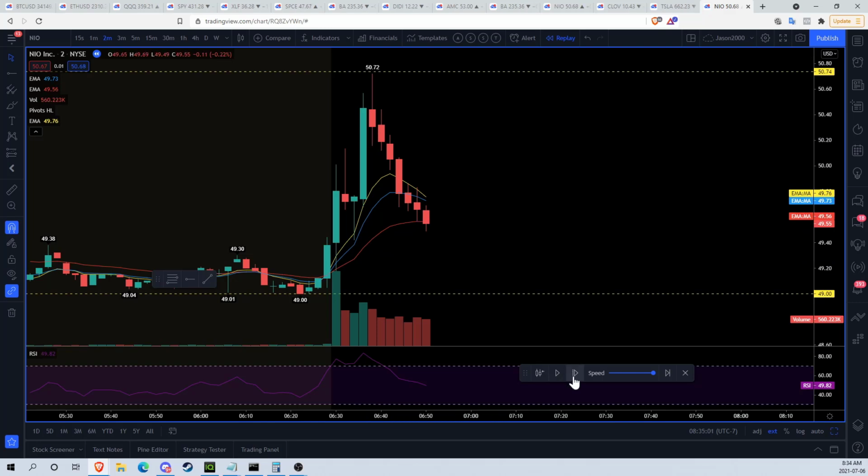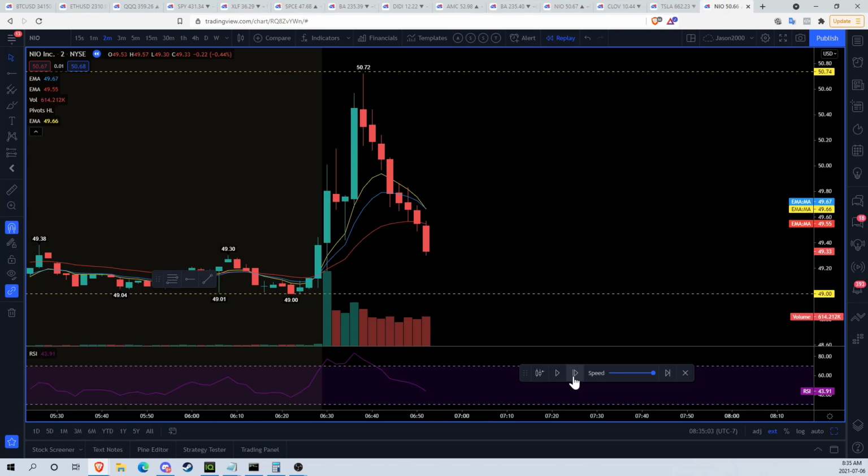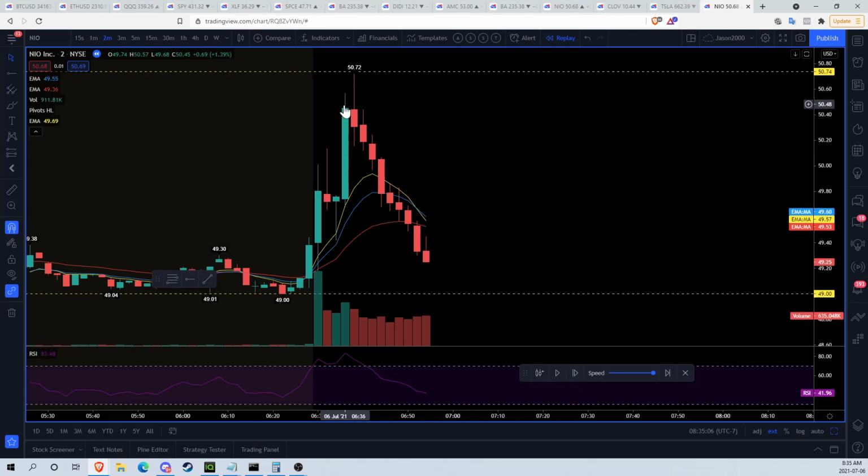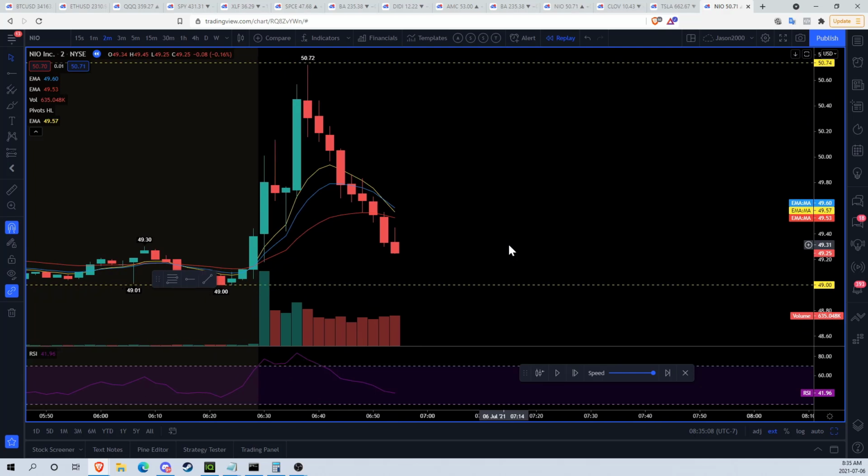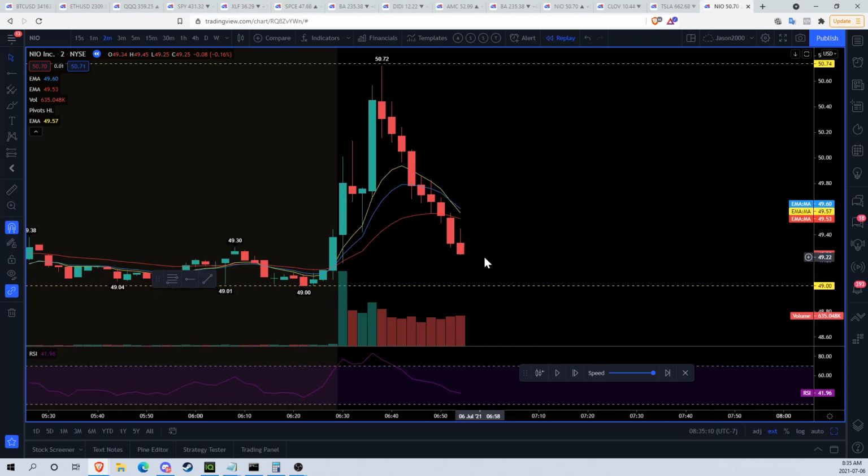Now, as we proceed into this waterfall down, we start to notice this should look like an oversold bounce condition. The problem with this is that the RSI uses 14 periods of calculation.